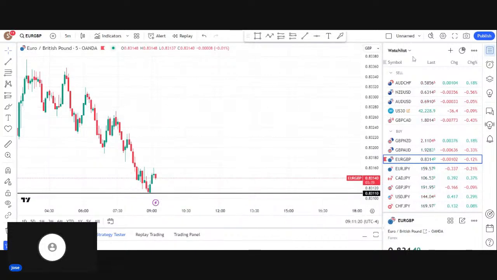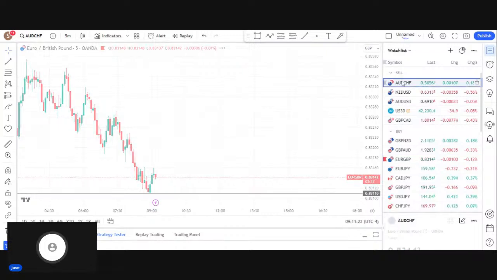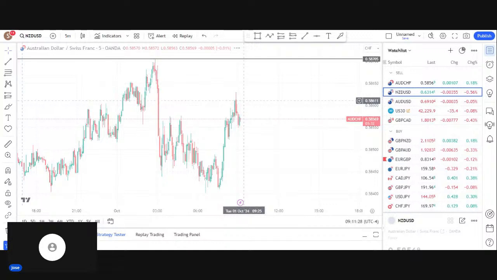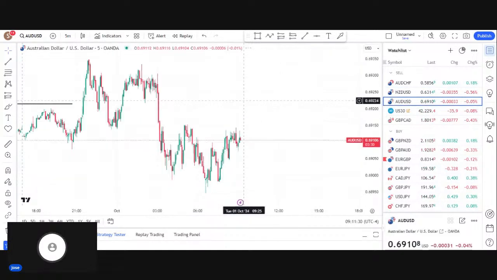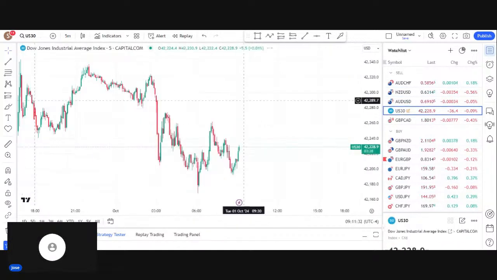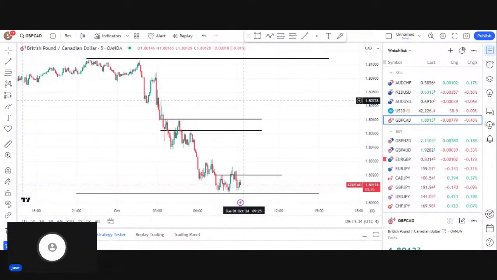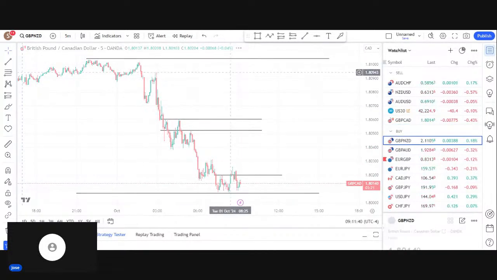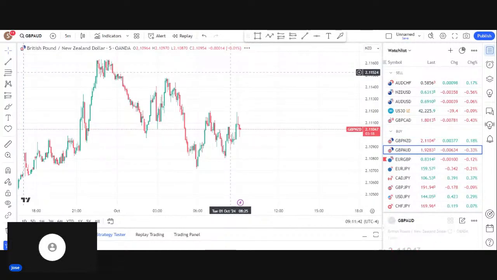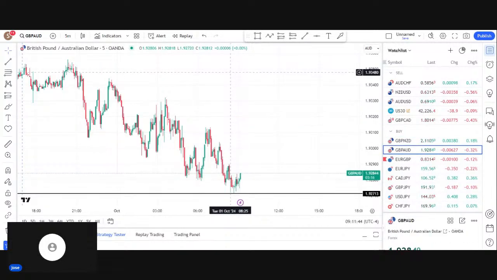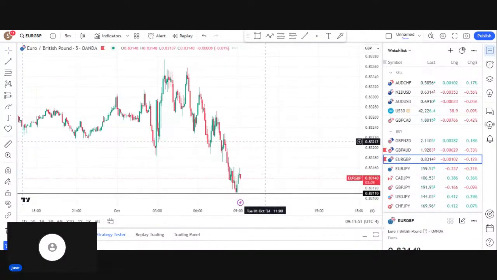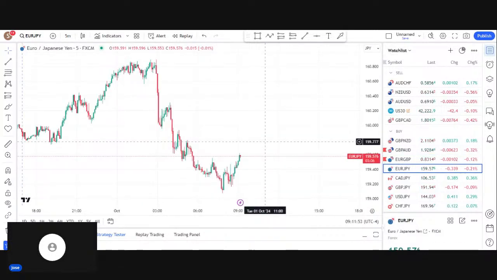So Euro GBP is the only pair that is near the low of the week. The ones that I'm looking to sell have already sold off, so the train has already left the station. So nothing for us really today. And then the ones that I'm buying, yes, we also have GBP AUD that's also near the low. And Euro GBP is also near the low.